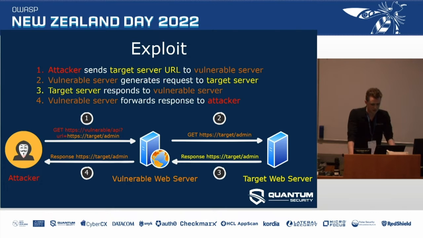So in those 4 steps, the attacker does one action at the start. Then the vulnerable web server generates its own request. The target web server responds to the vulnerable server, and then the vulnerable server forwards that response back to the attacker.